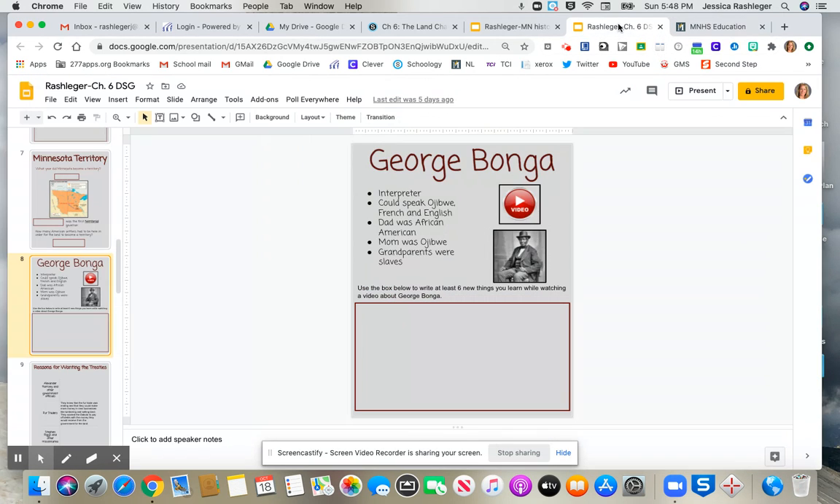Again, head back to slide number 8. There's a video right here. Remember, for that video to work, you're going to have to be in present mode. So go ahead and click on that, watch the video, and then it says use the box below to write at least 6 new things you learned while watching the video about George Bonga. So super easy, just number them 1 through 6 and type in some good facts.